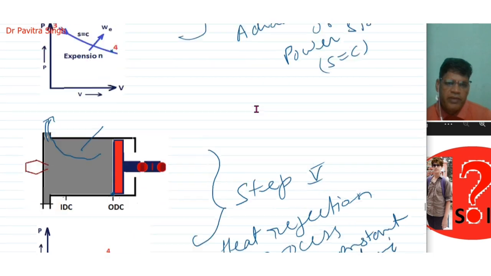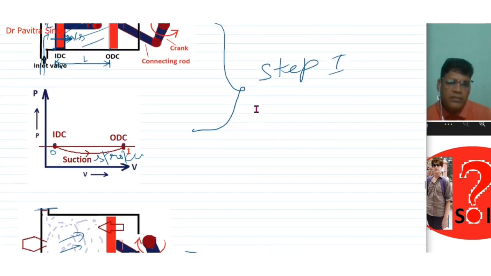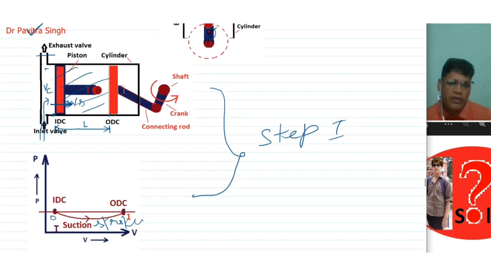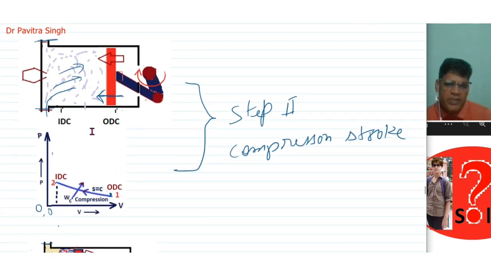So this is having 6 strokes. First is suction stroke. Suction stroke, when the piston is moving IDC to ODC, so air is sucked. Next is compression stroke. The inlet and the outlet both valves are closed and air is enclosed in this cylinder, and this piston is moving ODC to IDC, means the volume is decreasing.